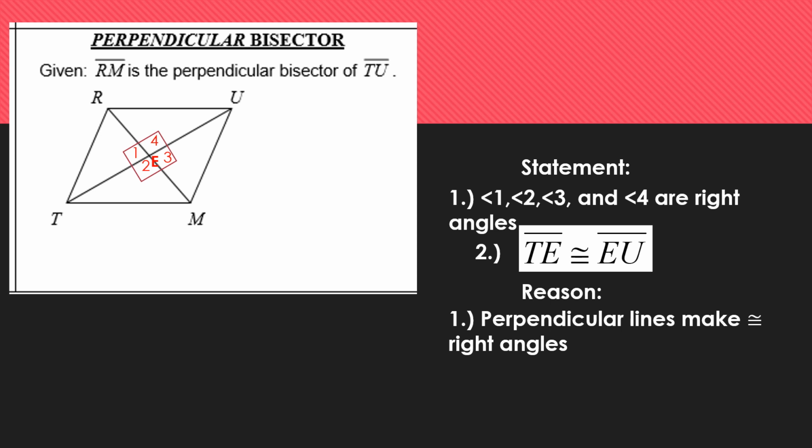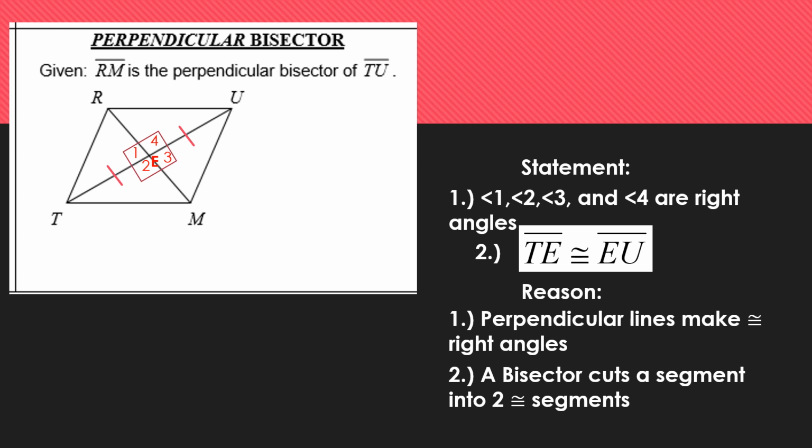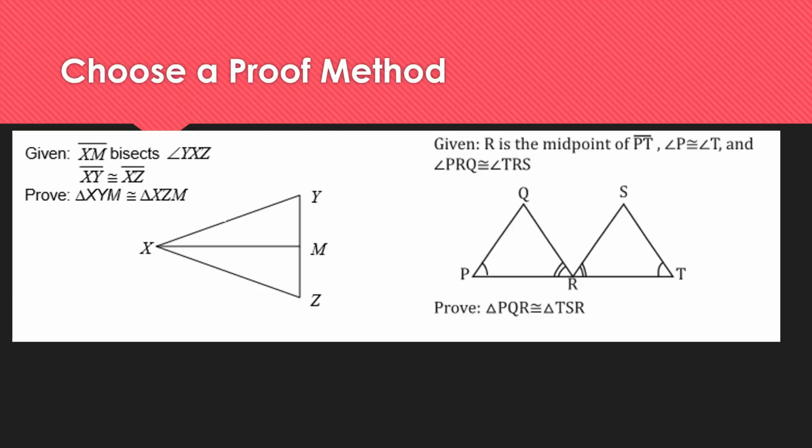This given wasn't just a perpendicular line, it also has the word bisector. So there's a second statement I can get out of this. This given is a twofer because there are two vocabulary words in it. So TE is congruent to EU is the other one, and that comes from the bisector. A bisector cuts a segment into two congruent segments. So really it's just two that you've already used, but they're in together, and we took this opportunity to show you the other statement that perpendicular lines can give you.